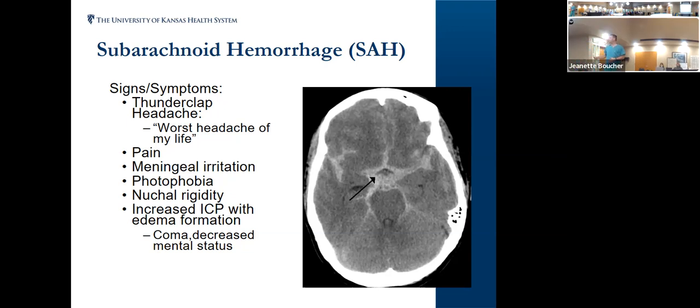All bad. That's why these are very, very difficult patients. Oftentimes their mortality is pretty high with these patients. They can go into comas. It takes a long time for them to recover.